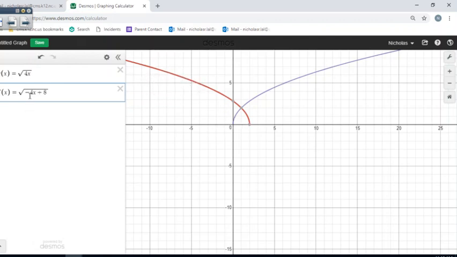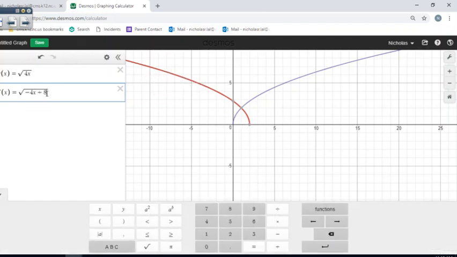So let's analyze this step by step. First we just have f of x equal to the square root of 4x, so it's going to be the same. Then I reflect across the y-axis. Alright, now it's reflected across the y-axis. And then I add 8, because it's negative 4x, do my reflection, plus 8, that shifts it right 2.